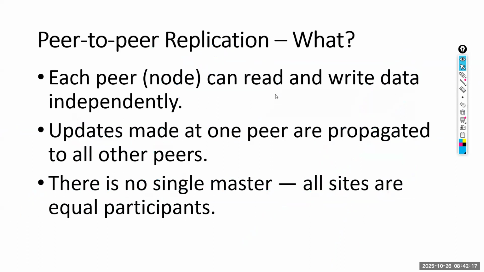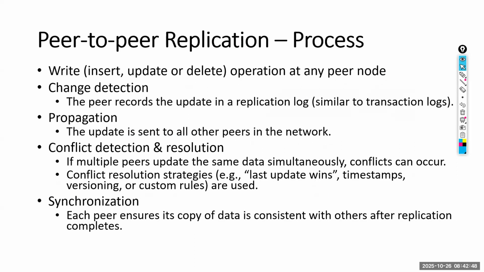Each peer node can read and write, and peer means the same level. There's no master-slave kind of relationship. So any peer can read and write independently, and the peer must propagate it to other peers. But most of the time, the expectation is that whatever is written to your database is mostly read from your database. So these are the positive things.